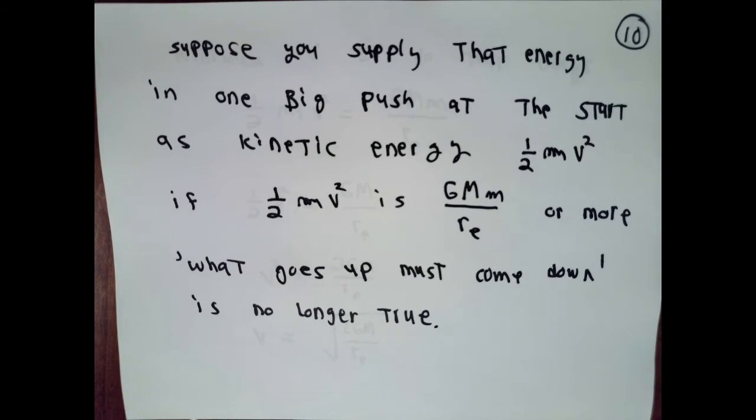I could have a small rocket engine which would slowly lift the thing upwards at 10 miles per hour. Or I could give it all of the work, all of the energy, in one big push at the beginning. We'll do that by making the kinetic energy, 1/2 mass v squared, equal to this amount of energy needed to move far away. If the amount of energy 1/2 mv squared is bigger than that critical value, then the old saying, what goes up must come down, is no longer true.